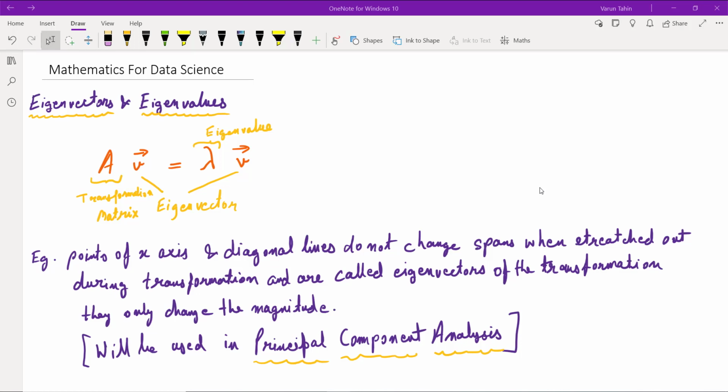You can understand this with the help of an example. You can say that points on the x-axis and diagonal lines do not change their spans when stretched out during the transformation, and therefore those will become the eigenvectors of the transformation, and they thus only change in magnitude.